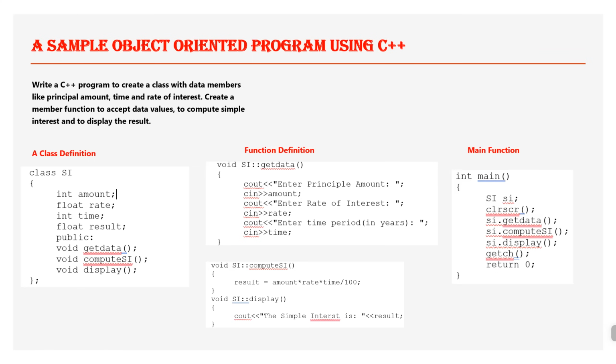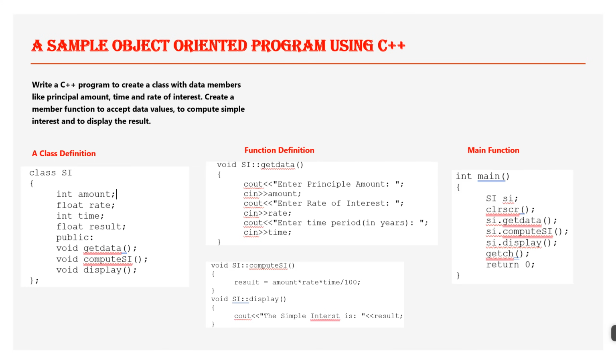We require some member functions to access those data values. We need to define one member function to give the values to those data. The second function is to compute the simple interest. The third function is to display the result. So altogether there are 3 data members and 3 member functions.